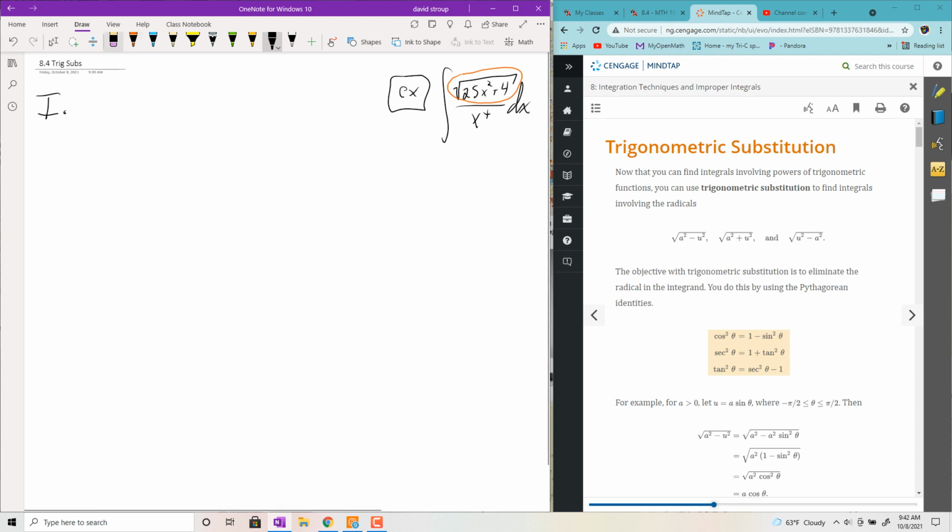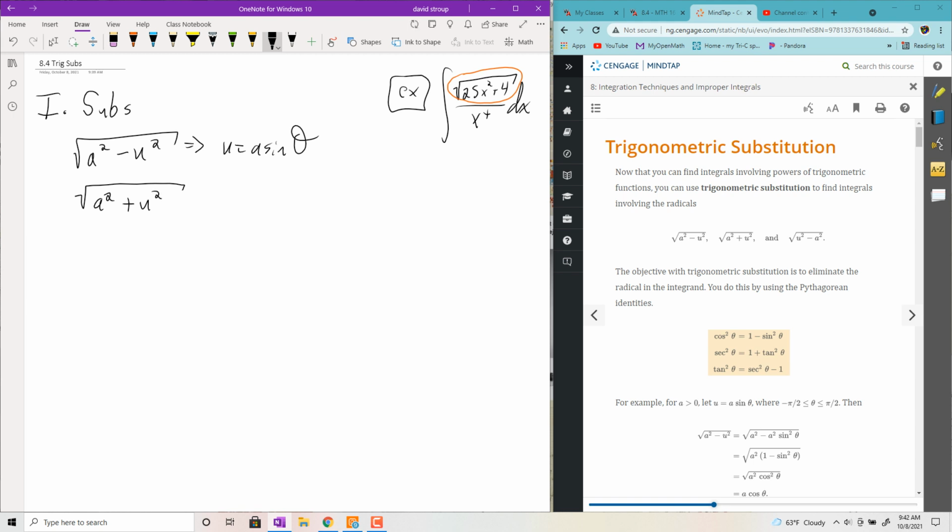Okay, so let's first introduce the appropriate subs. If you see the form square root of a squared minus u squared, you're going to do u equals a sine theta. If you see the form a squared plus u squared, that's going to tell you to do u equals a tan theta. And if you see the form u squared minus a squared, you're going to do u equals a secant theta.